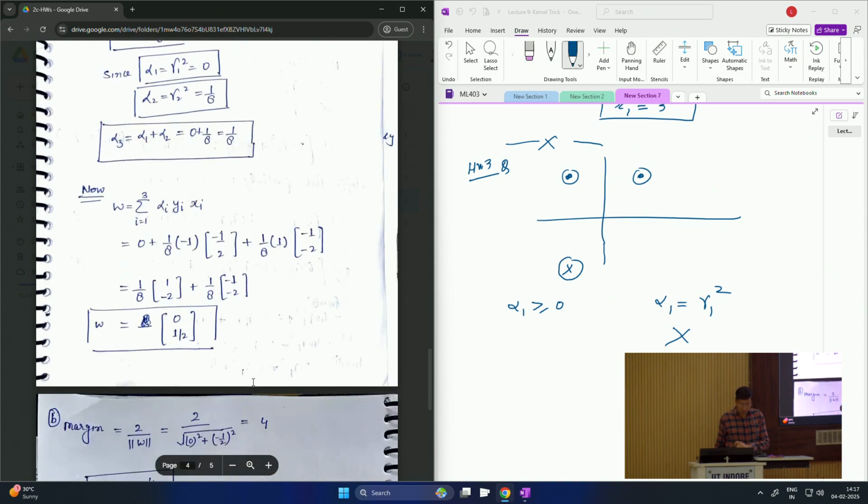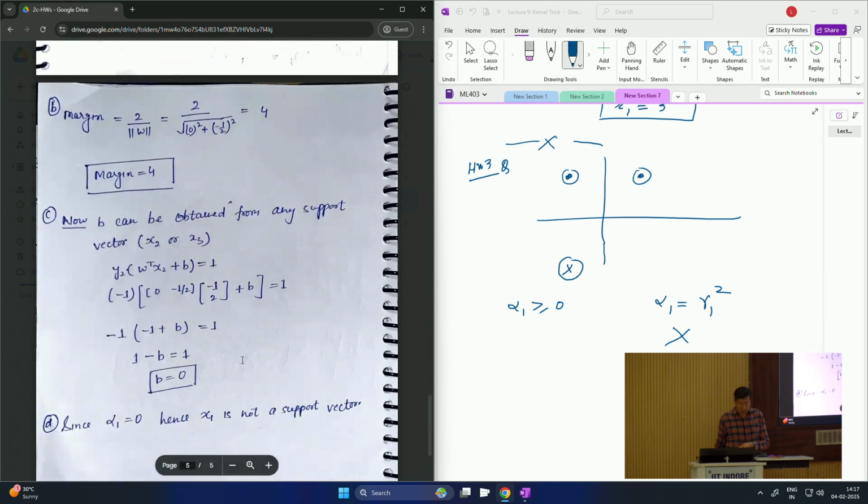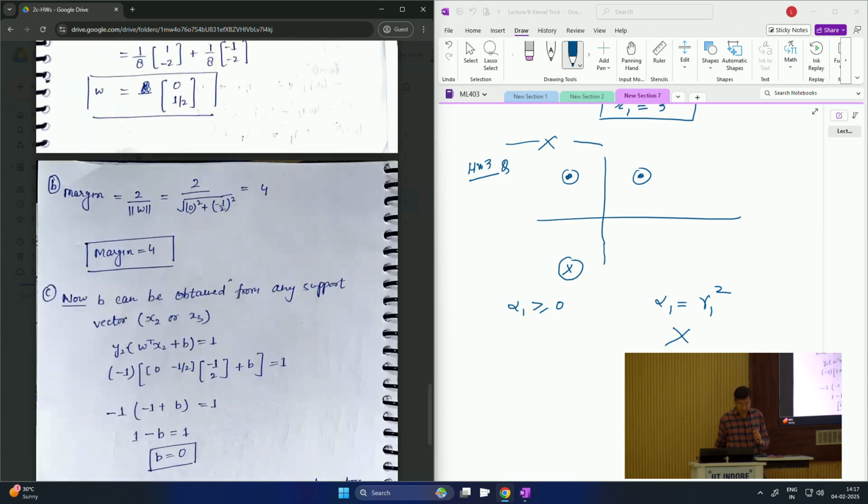Okay? Now how was the margin defined? 2 over norm of W. So 2 over norm of W is 4. So that was straightforwardly done. Now B, how can B be obtained? B can be obtained from any of the support vector points. We know that y times W transpose x plus B is equal to 1 for the support vectors. Now how do we define a support vector first?